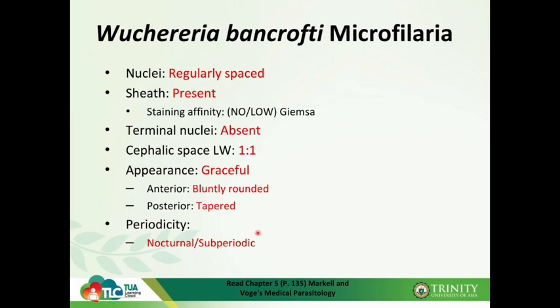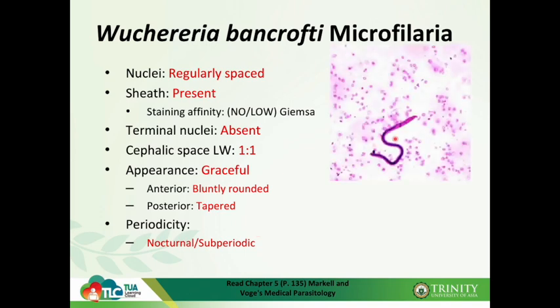Pag nocturnal, sa gabi lang lumalabas yung mga microfilariae sa ating peripheral blood, and that would be around 10 p.m. to 2 to 4 a.m. Kapag naman subperiodic, medyo they're present throughout the day, but they choose a specific timeline where they are most abundant. And for Wuchereria, it would be around noon to 8 p.m. So medyo nasa gitna, diba? Nasa gitna ng araw, noon to 8 p.m.